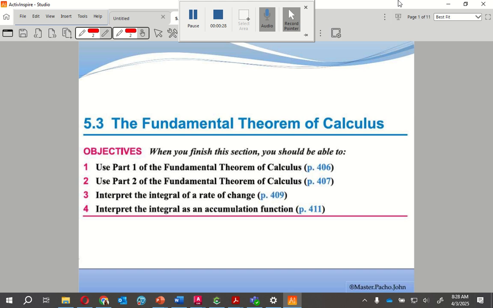So, fundamental theorem of calculus. This is one of the ones that will always be on multiple parts of the free response of the AP exam. Always. So, part one, fundamental theorem of calculus, and part two. These two are both always on there.